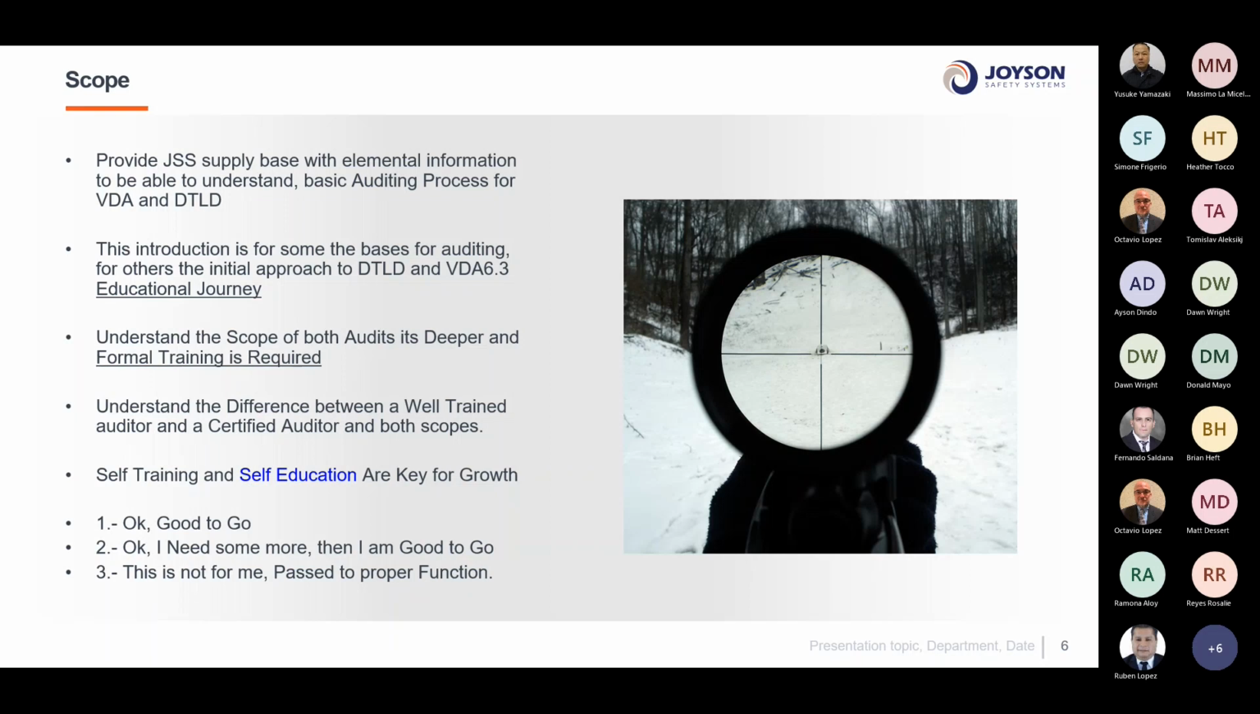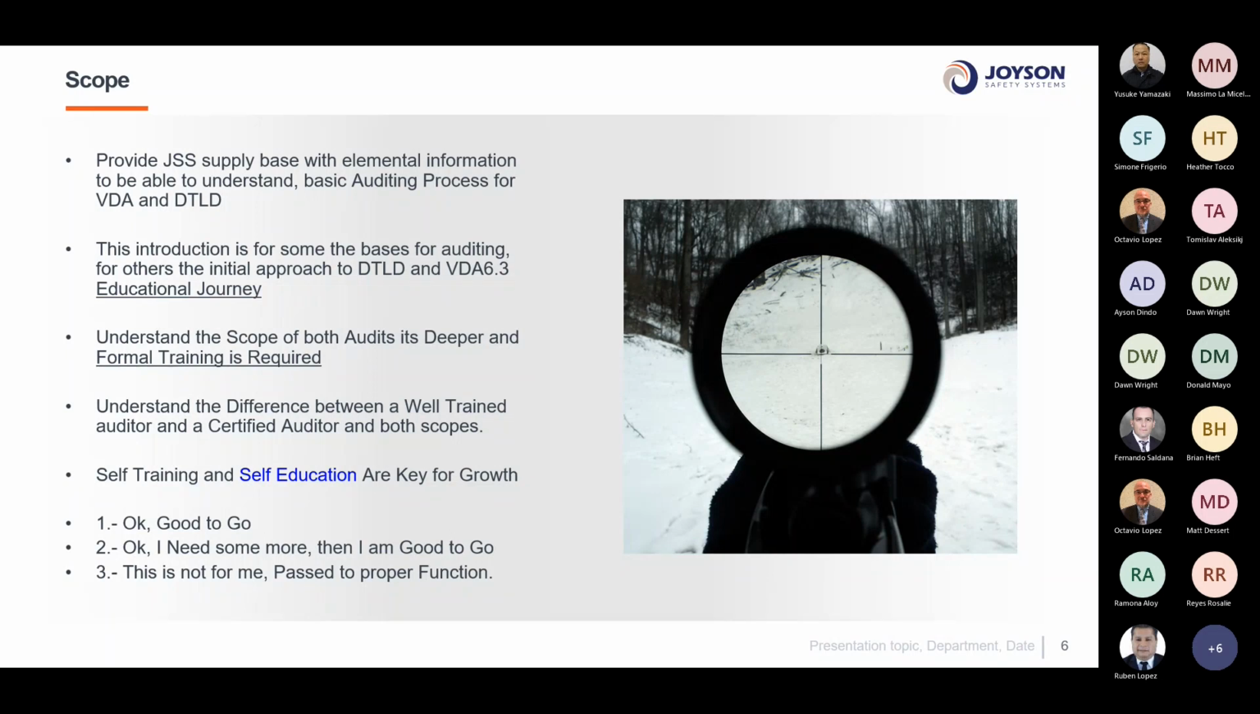In our case, we are required by the customer-specific requirements to be certified VDA auditors, so we can perform audits internally and externally from JSON, and also pass you the ball so you can support us in providing the customer-specific requirement that is cascaded down from the OEM to JSON and from JSON to our sub-supplier, our supply base.